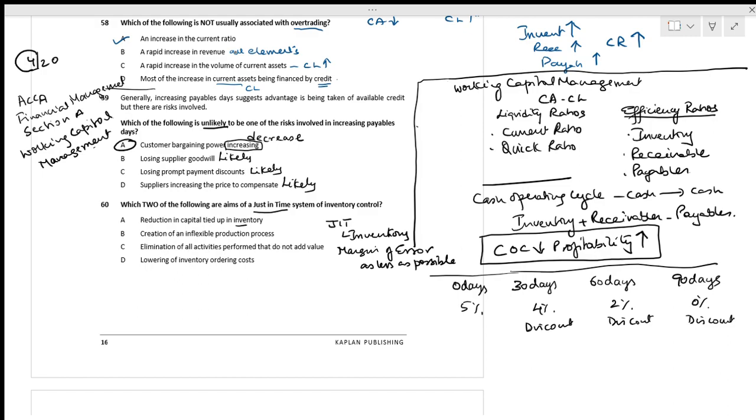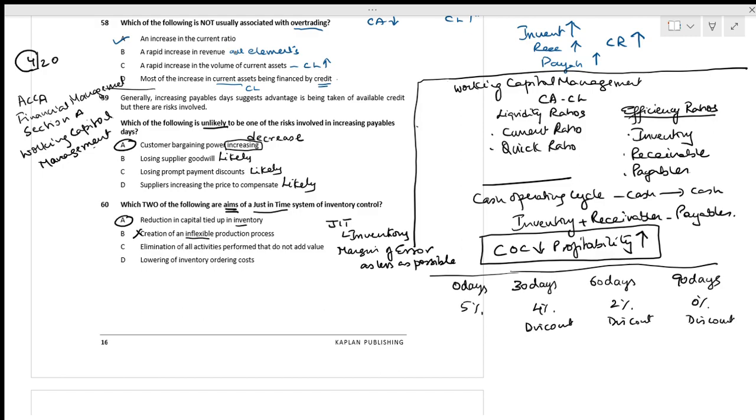Now, what are the two aims? Why do we use just in time? If we are using just in time, there is a reduction in capital; we are not over-investing in capital. We will invest precisely, as much as we need. Creation of inflexible product? No, we will not have that. We always have a flexible production process; there should not be a rigid, very specific production process.